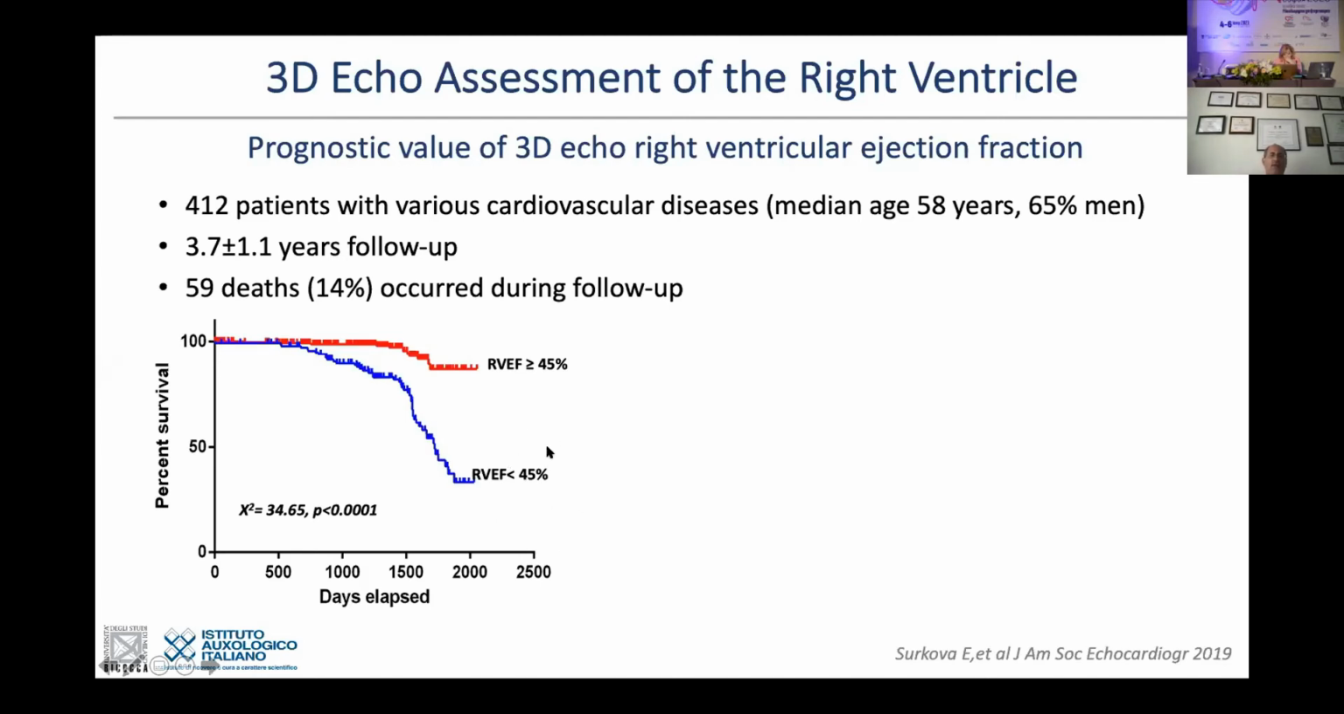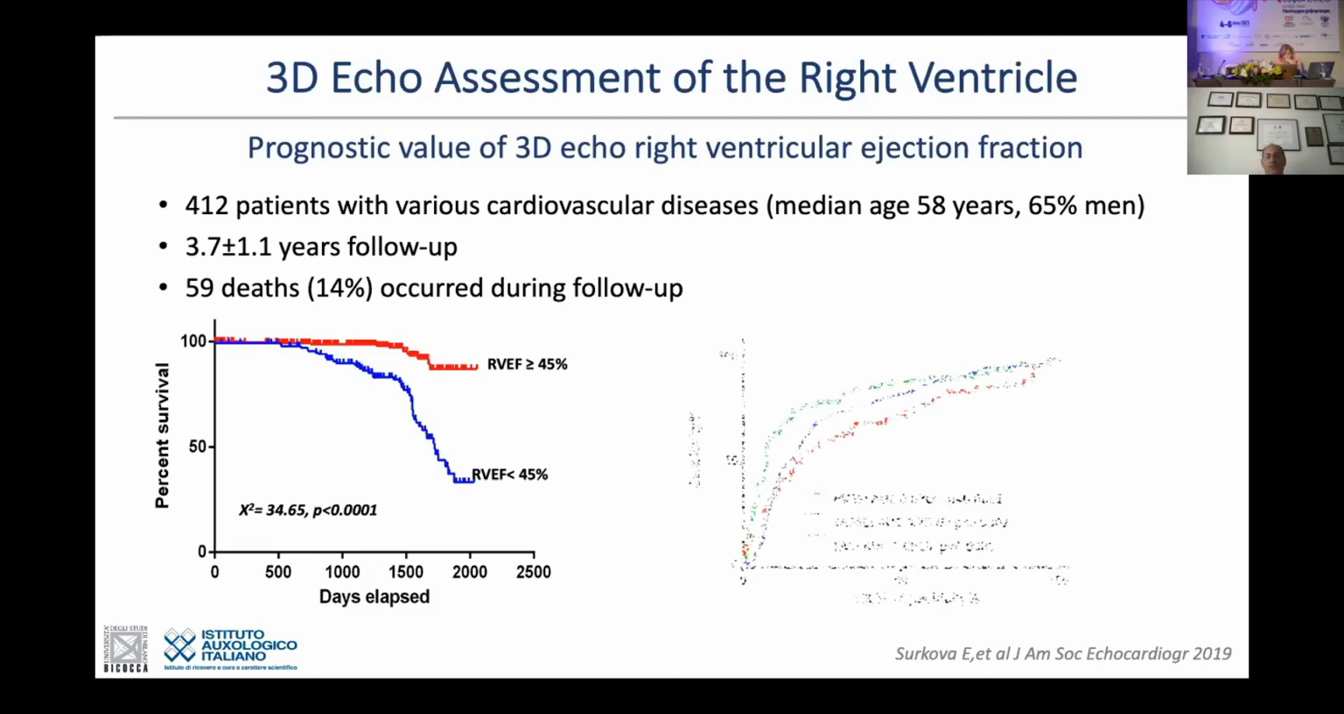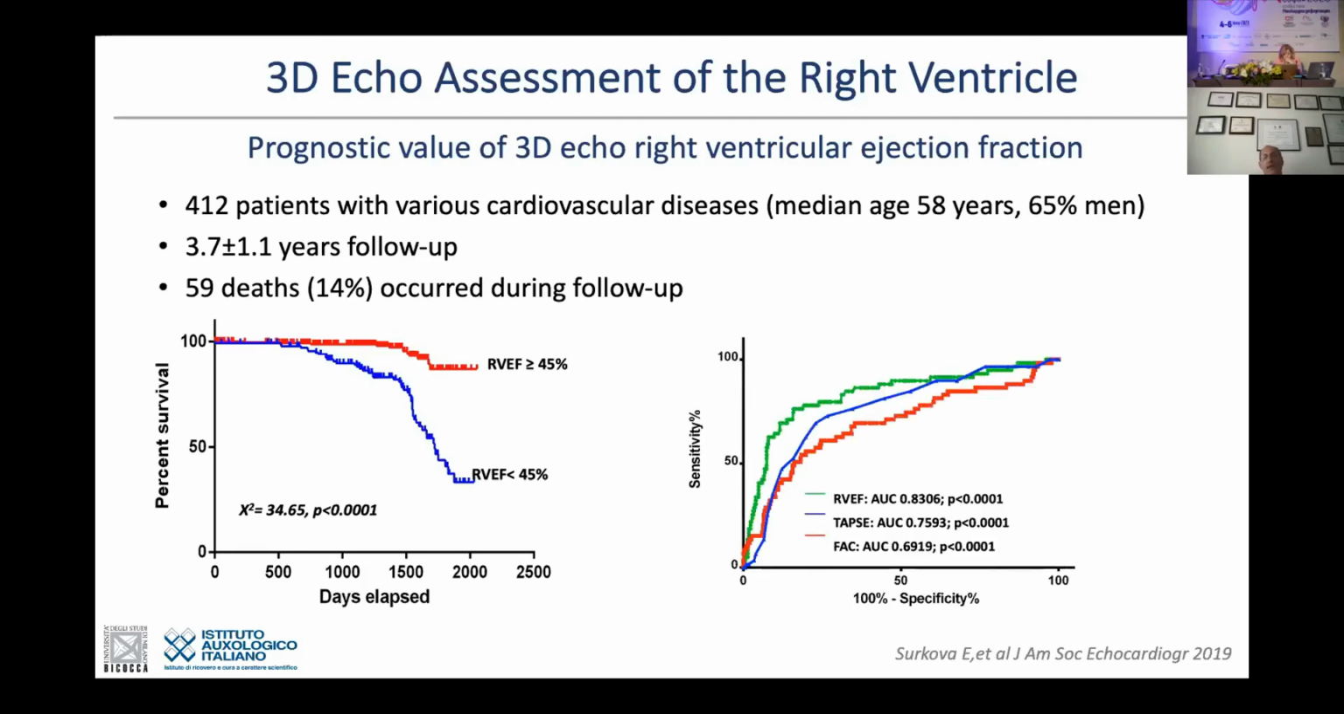So the lower limit is 45%. Patients who have less than 45% ejection fraction of the right ventricle have a significant decrease in survival compared with patients with the preserved ejection fraction. And when we compare the predictive accuracy of right ventricular ejection fraction with the conventional parameters of right ventricular function, like TAPSE and fractional area change, we have seen that the ejection fraction is the best predictor.